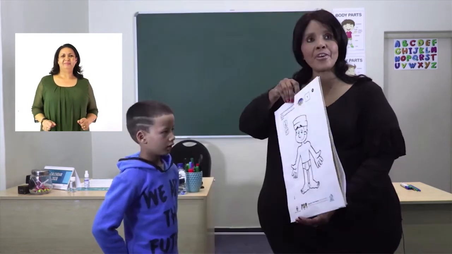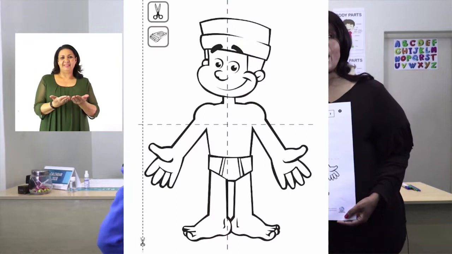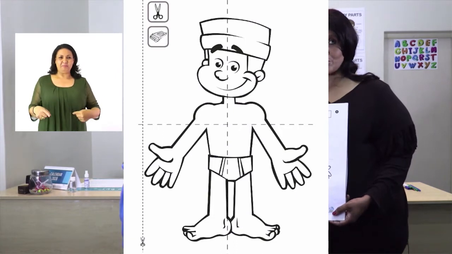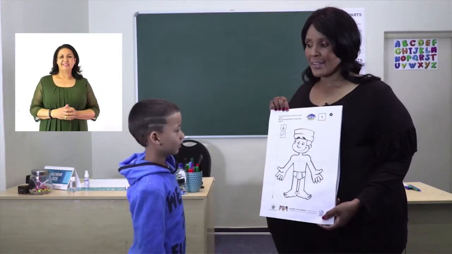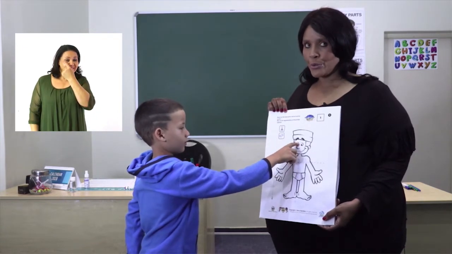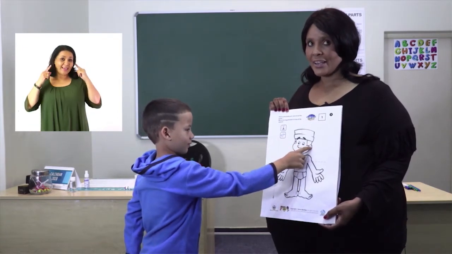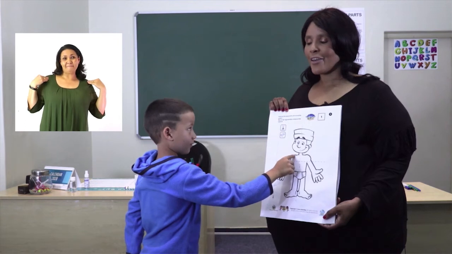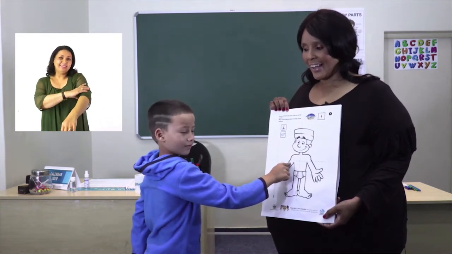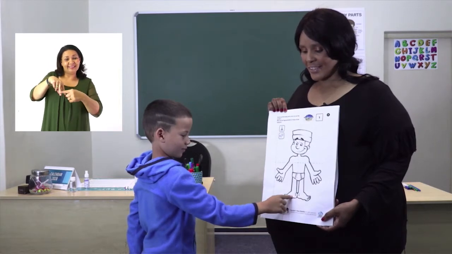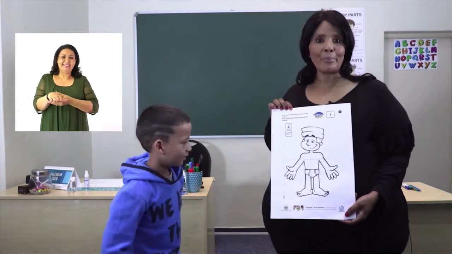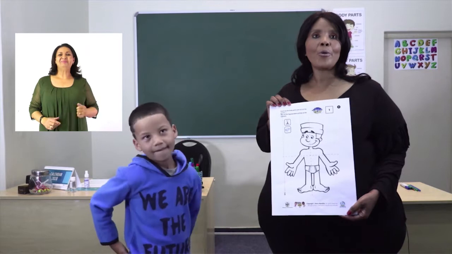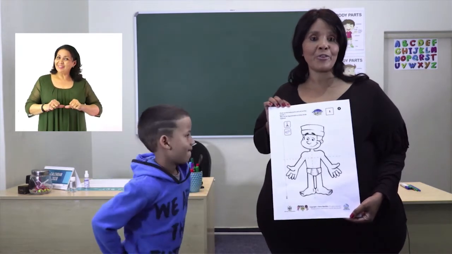Now we go back to our first page, where we have the picture of the boy. I want us to identify the different body parts on this picture. Can you please point to the eyes, to the nose, to the ears, the mouth, the neck, the shoulders, the arms, the legs, and the feet. These are our body parts. I'm sure you know all your body parts. Now we are going to go to the next activity. Are you ready for the next activity?